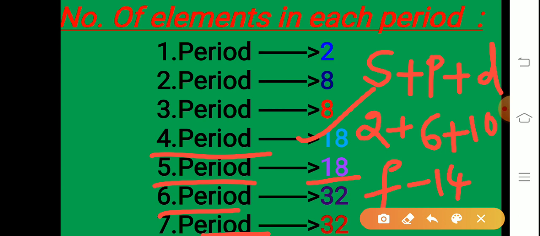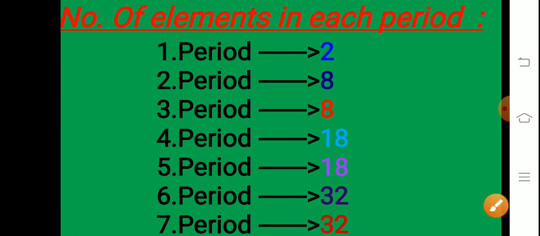That's why, counting 18 plus 14, it is 32. The sixth and seventh periods together contain 32 elements. Simply remember the order: 2, 8, 8, 18, 18, 32, 32. Okay, this is the order. Got it?